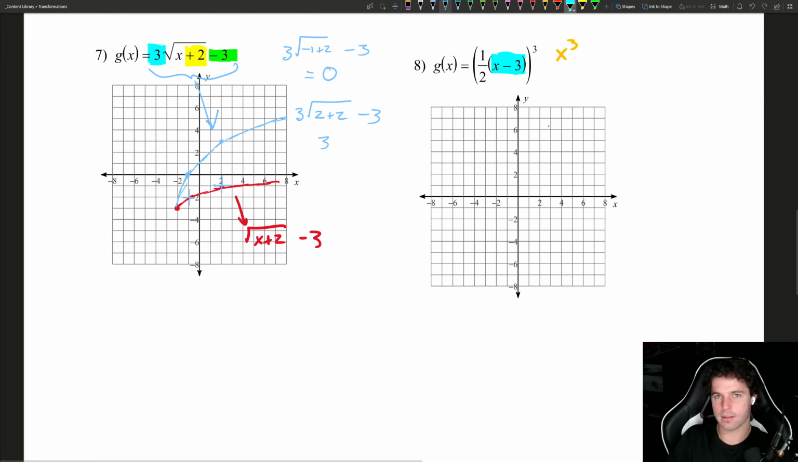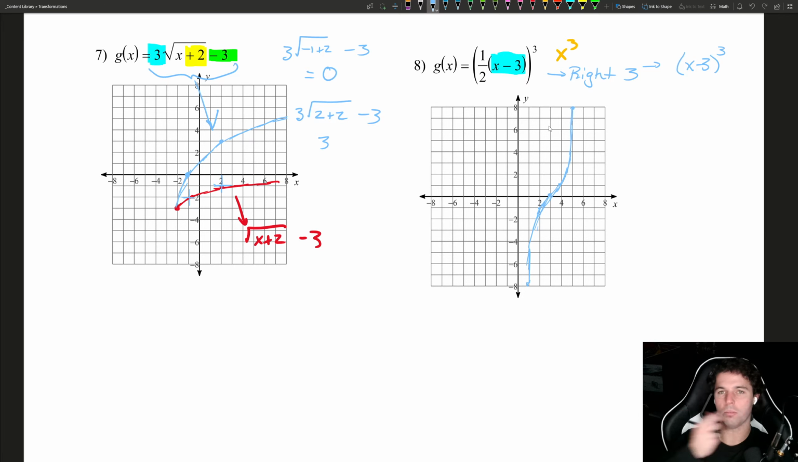So that minus 3 inside means we go right 3. Okay, so I'm going to sketch the general shape. I want to sketch (x minus 3) cubed first, and then we'll talk about what happens on the inside. If we just shifted right 3, it would look something like this. I didn't draw this very well. That's what it would look like. So that's the parent function just shifted right 3 units.